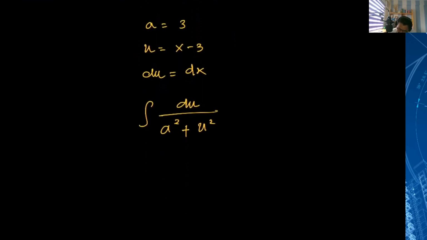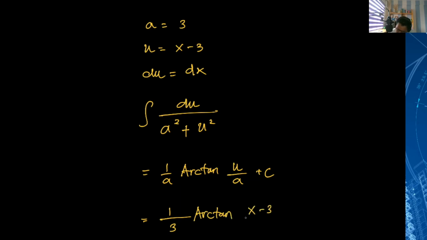So therefore, this is equal to 1 over a arctan u over a plus c. Okay, so substituting back the value of a, 1 over what is a? 3 arctan, what is u? x minus 3 over a, which is 3, plus c.